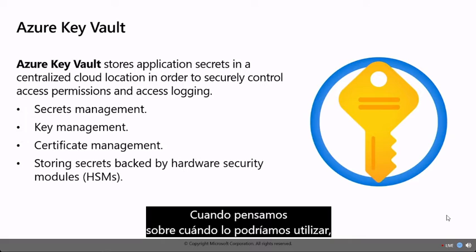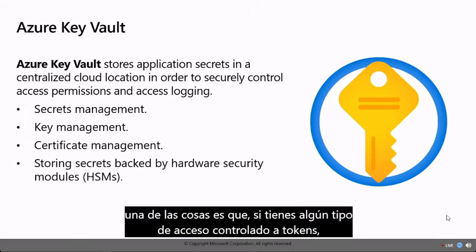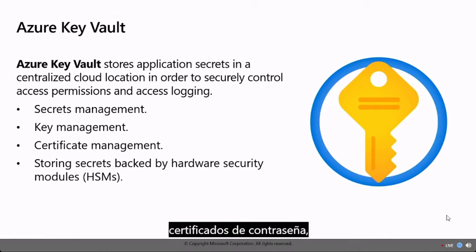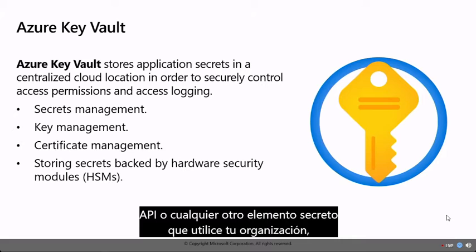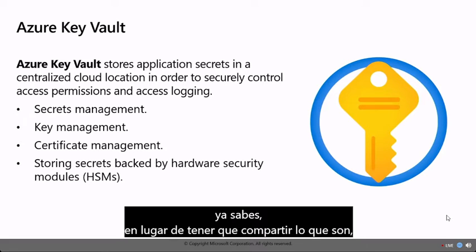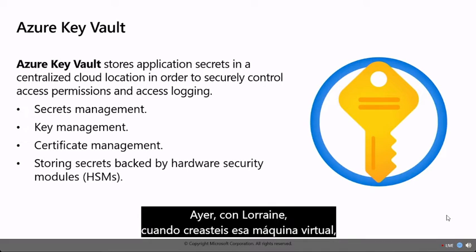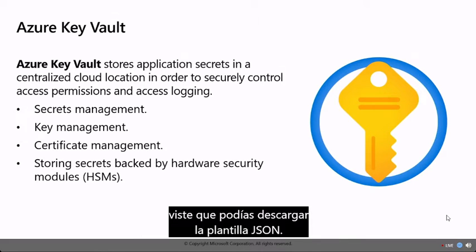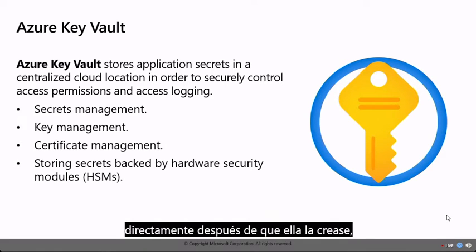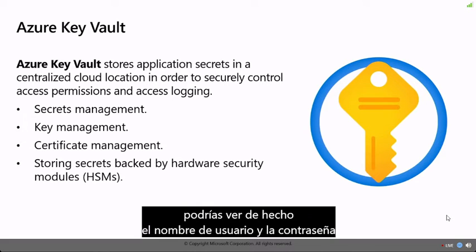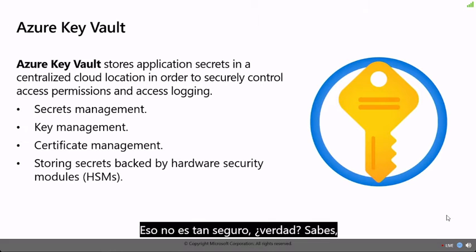Now, when we think about when you might use this, one of the things is if you have any controlled access to tokens, passwords, certificates, APIs, or any other secrets that your organization uses, instead of having to share what those are, you can actually build a secret key that can be used in templates. So yesterday with Lorraine, when you built out that virtual machine, you saw that you can download the JSON template. If you were to download that JSON template directly after she created it, you would actually be able to see the username and password right in that template. And that's not so secure, is it?